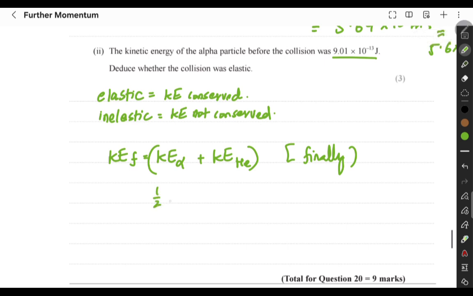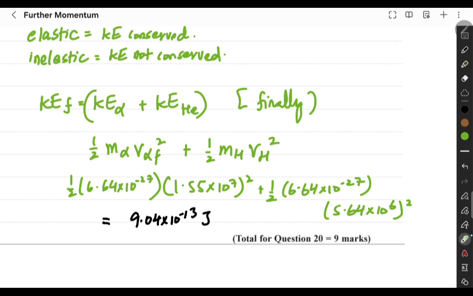So what we're going to do is plug in the values. So half the mass of the alpha particle times the final velocity of the alpha particle squared, plus half the mass of the helium nucleus times the velocity of the helium nucleus squared. So I'm going to plug in the values and let's see what we get. Okay, so I've plugged in all the values. You could have also factored out half m. That's up to you.